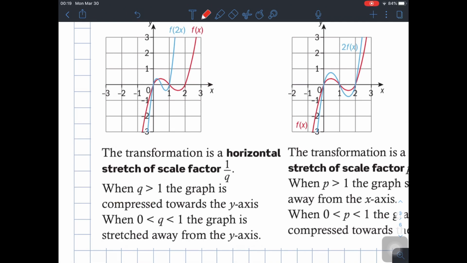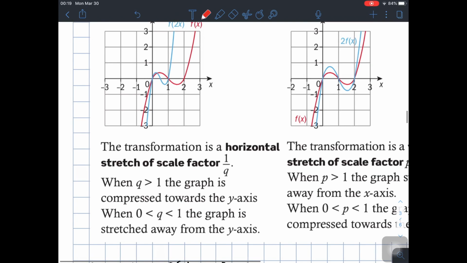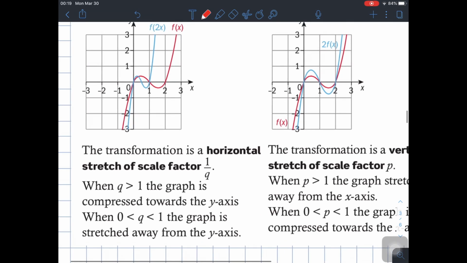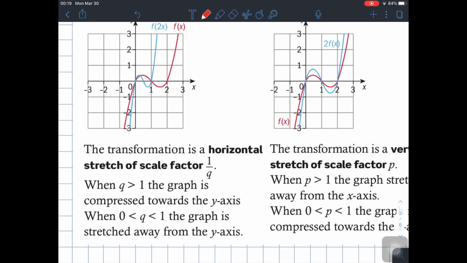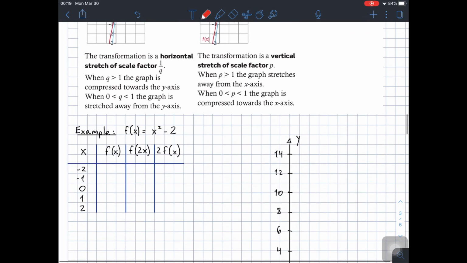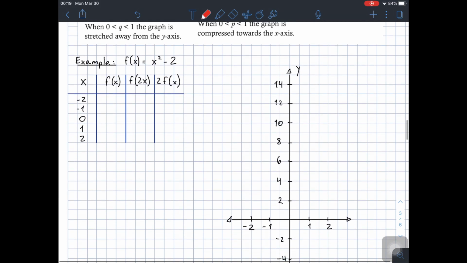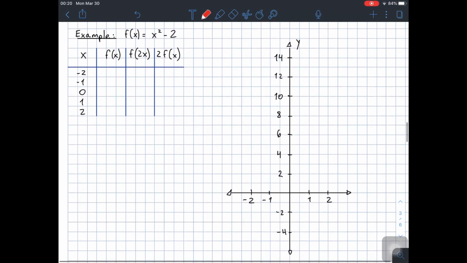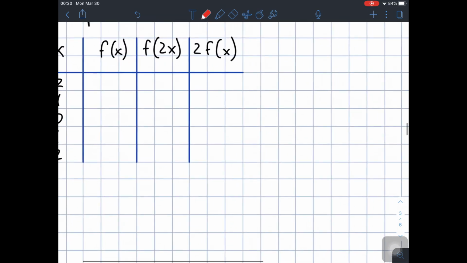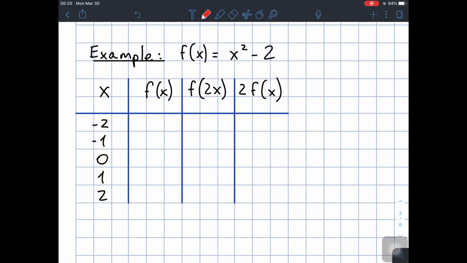When q is greater than 1, the graph is compressed towards the y-axis. And when q is a value between 0 and 1, the graph is stretched away from the y-axis. It's exactly the opposite as this case. Okay, so let's see an example to see how this works, but it's basically the same process as the one we just did. So it says, f of x is x squared minus 2. This is our function. So we're gonna calculate each of these values for these values of x.